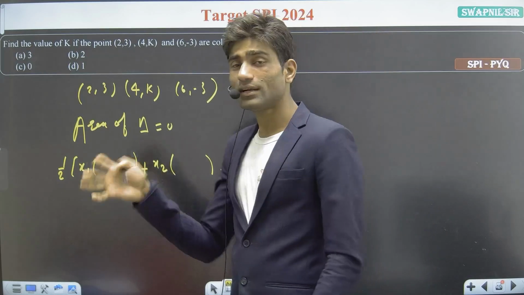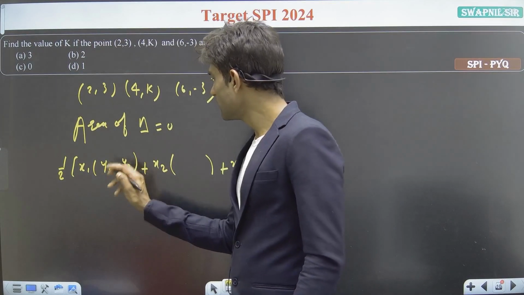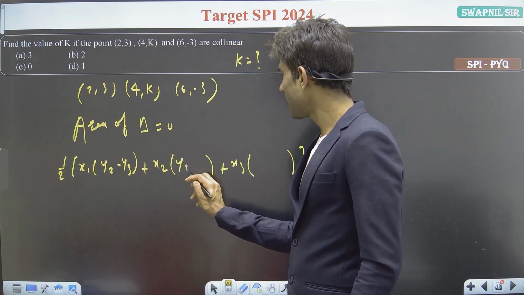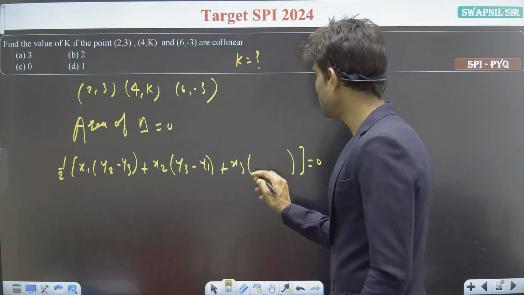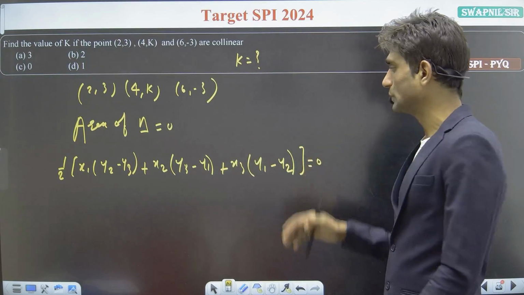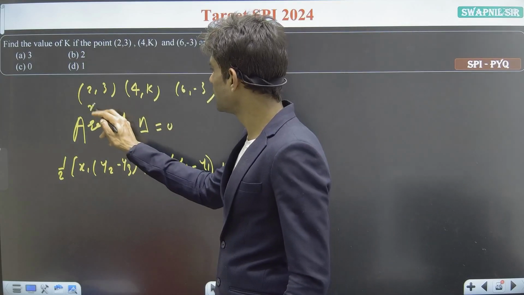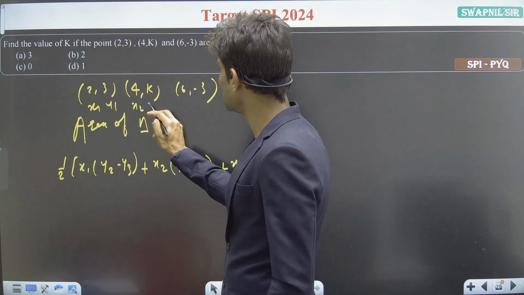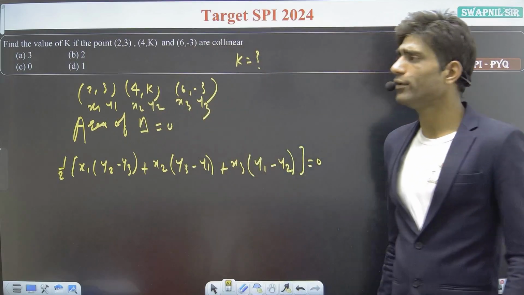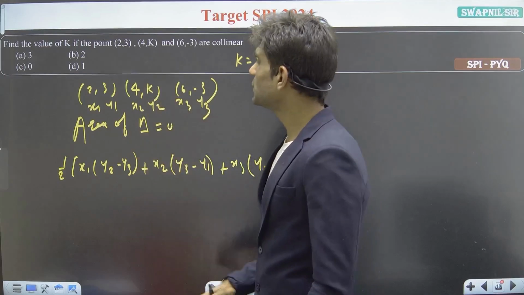So x1 under bracket we write y2 minus y3, x2 under bracket y3 minus y1, and x3 under bracket y1 minus y2 here. So this goes to 0. Substitute the values for x1, y1, x2, y2, x3, y3. All these values for x1, x2, x3, y1, y2, y3 we have here. Substitute all the values here.